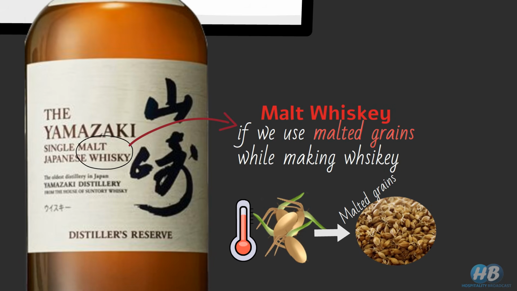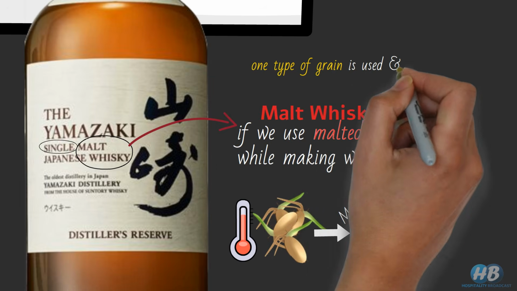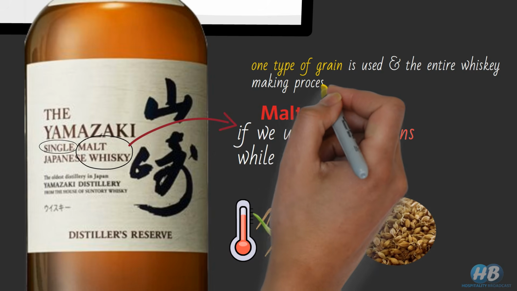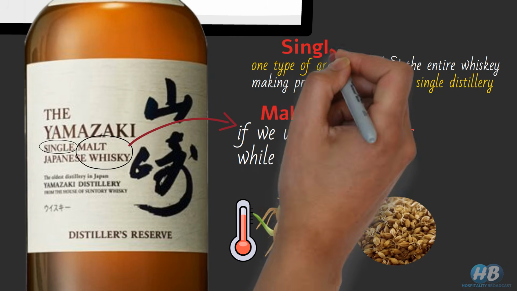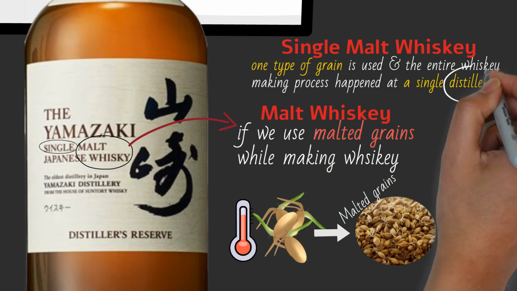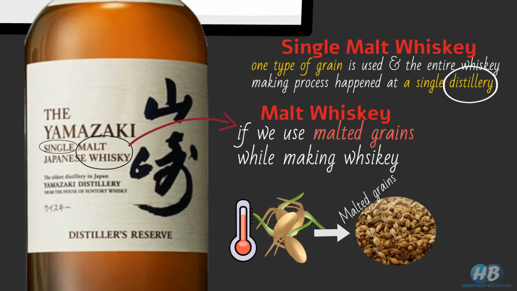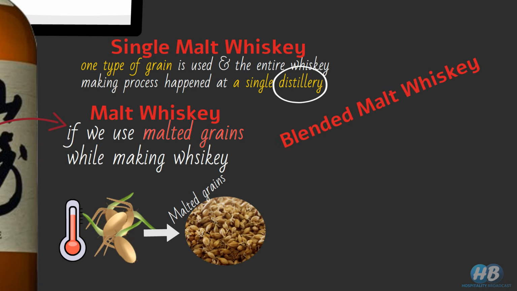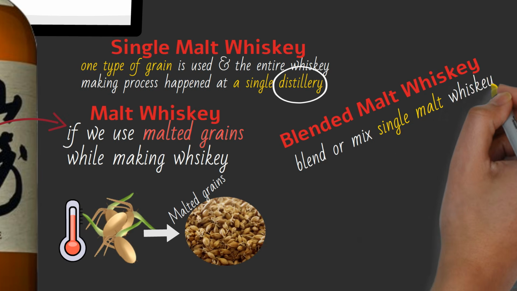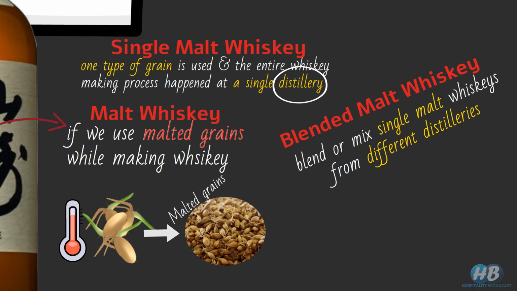Now there is one more term, single malt whiskey. As the name says, single means only one type of grain is used and the entire whiskey making process happens at a single distillery, then it would be called single malt whiskey. Distilleries are the places or factories where these distilled beverages such as whiskey, rum, gin, vodka, etc. are produced. Also we have blended malt whiskies, when we blend or mix single malt whiskies from different distilleries.